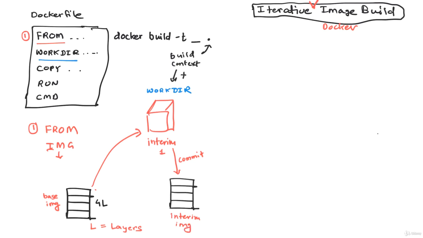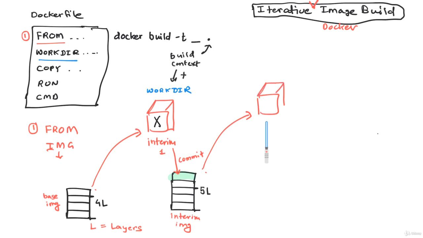Now this image would contain 5, with the layer for the work directory now added to this image. Now every instruction is executed this way. Now we have 4 layers, and then that intermediate container goes away and a new one is created using this intermediate image now. And what happens here?